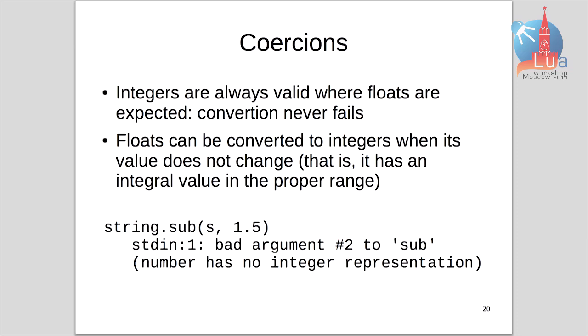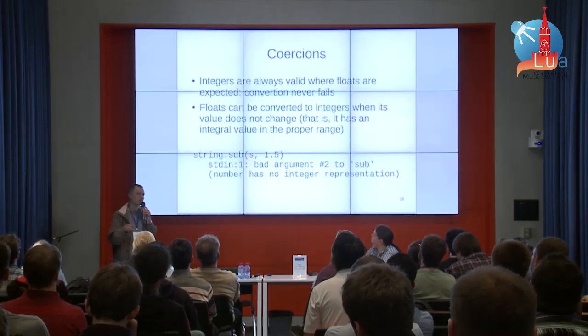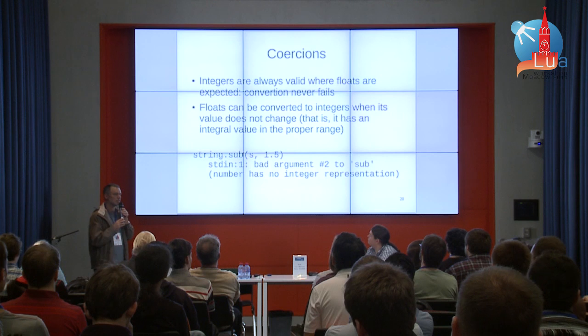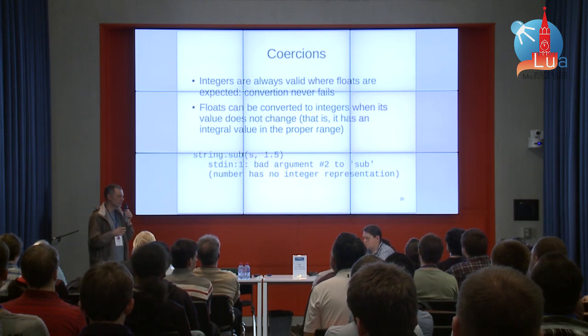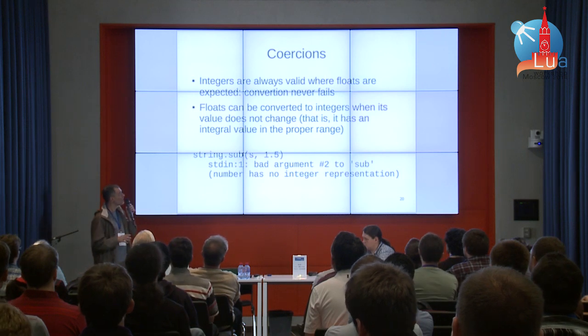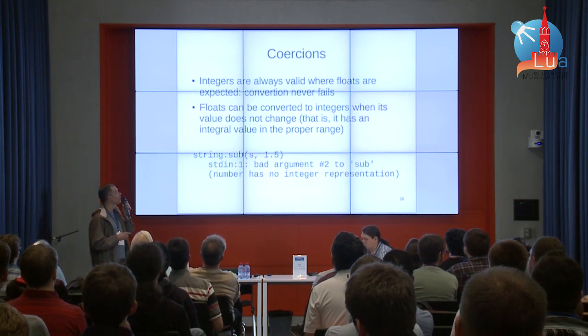So what are the coercions? That is how we convert between integers and floats. Well, integers are always valid when you need a float, so we just convert the integer to float. That's a very clear rule. You may lose some bits of precision, but you would not lose the quantity, the exponent of the number. So it's more or less a safe conversion.